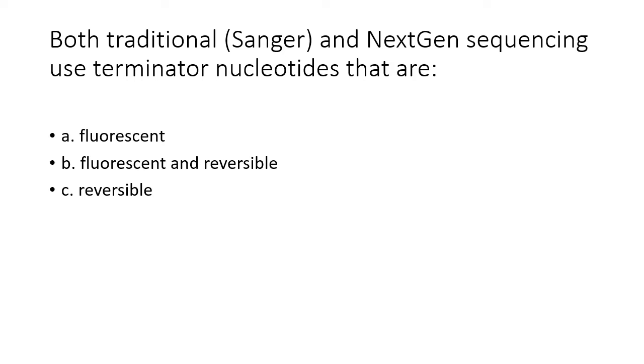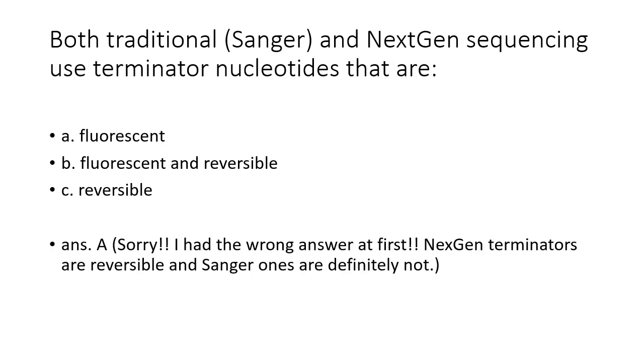Okay, here's a clicker question. I sort of apologize for this one because I made a mistake the first time. Both traditional and next-gen sequencing use terminator nucleotides that are fluorescent, fluorescent and reversible, reversible. Well, of course, the answer is A, fluorescent. But for some reason, I had the wrong answer in here at first. I will fix this. I had it as fluorescent and reversible, and that's not true. That's just for next-gen sequencing, not for standard sequencing.